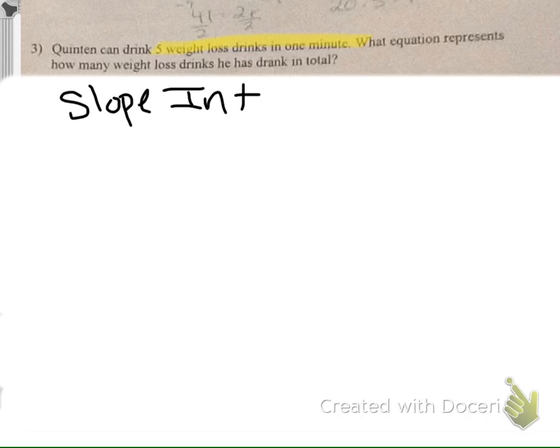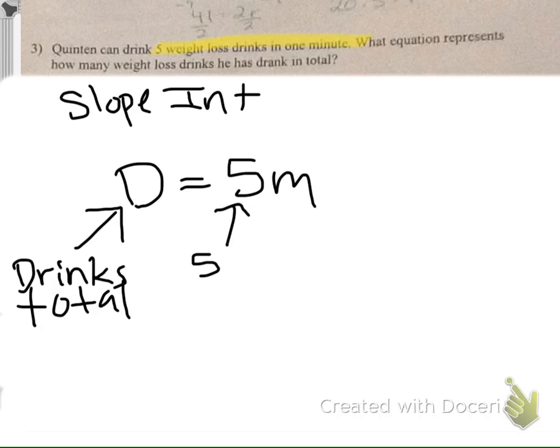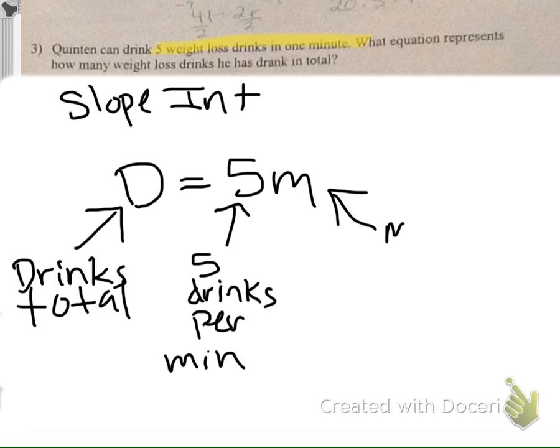Now the equation, so I have y, or I might do drinks total, equals 5 per minute. So if I were to label this, the d would be drinks total. The 5 is 5 drinks per minute. And the m would be minutes.